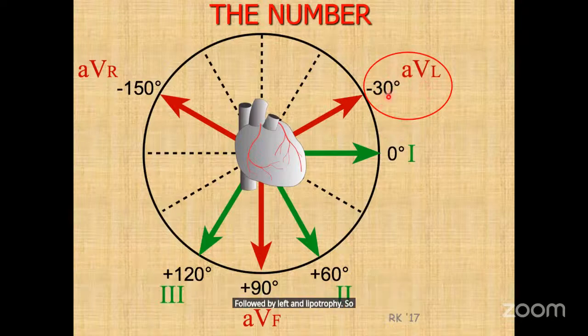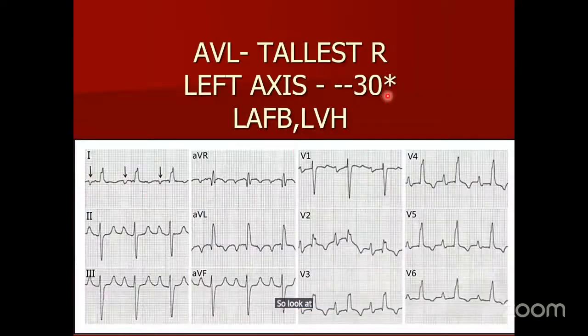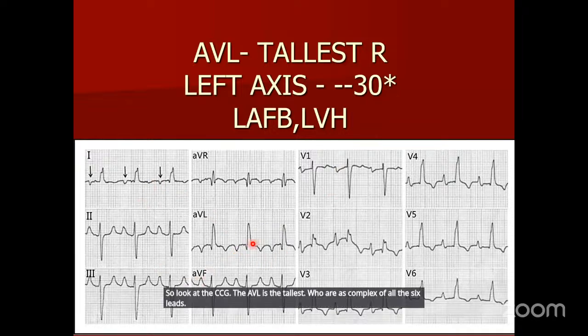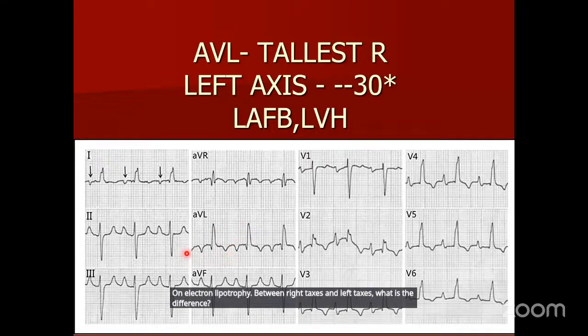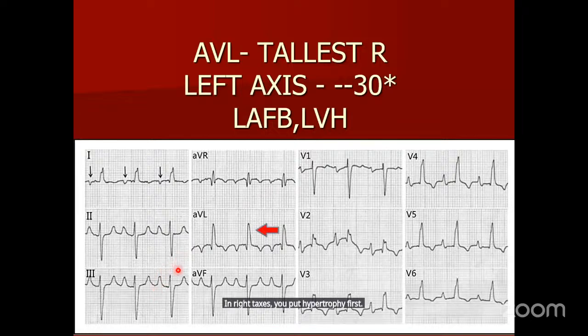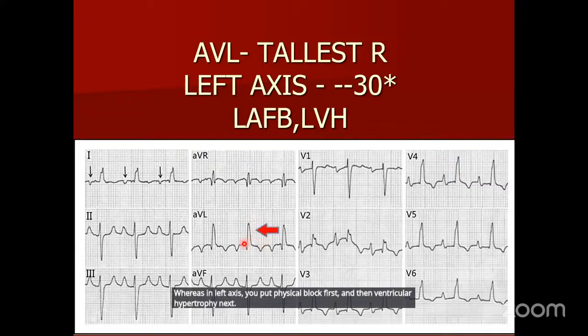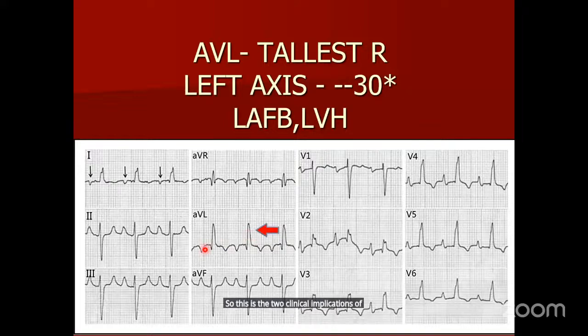So 3 points about AVL being the tallest. So look at this ECG. The AVL is the tallest QRS complex of all the 6 leads. So what are the 3 points about AVL being the tallest QRS? It is the left axis, minus 30. Left anterior fascicular block is the commonest cause and left ventricular hypertrophy. Between right axis and left axis, what is the difference? In right axis, you put hypertrophy first and fascicular block next. Whereas in left axis, you put fascicular block first and then ventricular hypertrophy next. So this is the 2 clinical implications of right axis and left axis.